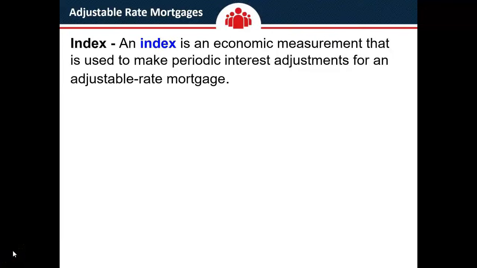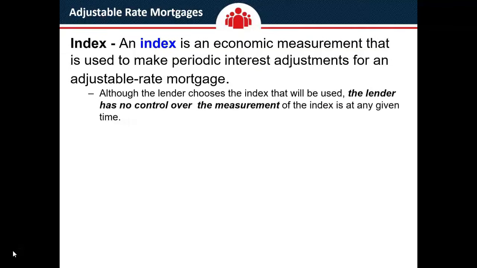So let's talk a little bit about the index and the margin. The index is an economic measurement that's used to make periodic interest adjustments on adjustable rate mortgages. Again, the index is the part that determines whether or not it's going to adjust up or down. Although the lender chooses the index that will be used, the lender has no control over the measurement. The lender can decide what index is going to be tied to the loan, but they have no control of when it goes up or when it goes down at any given time. That's out of their control.